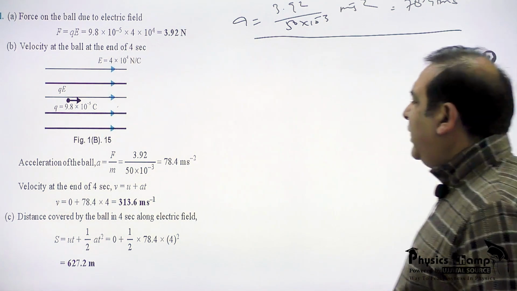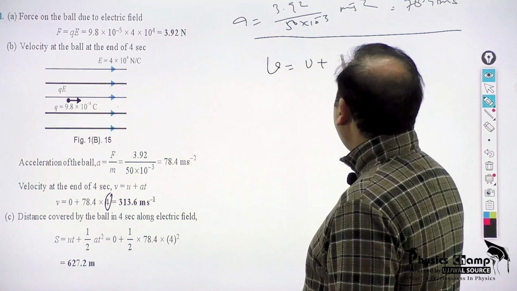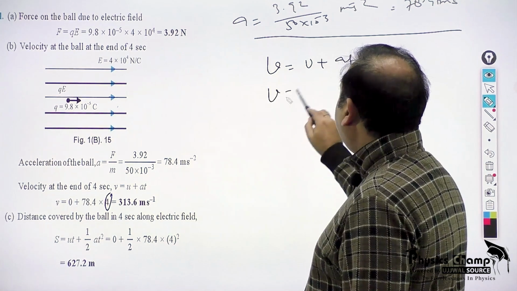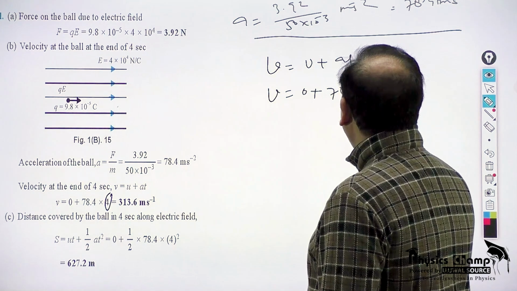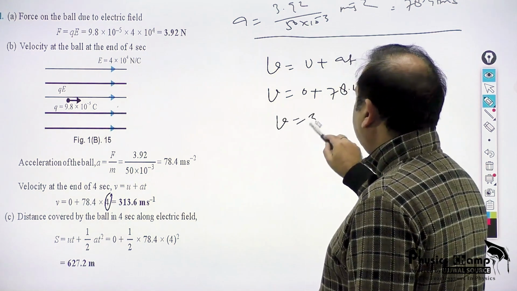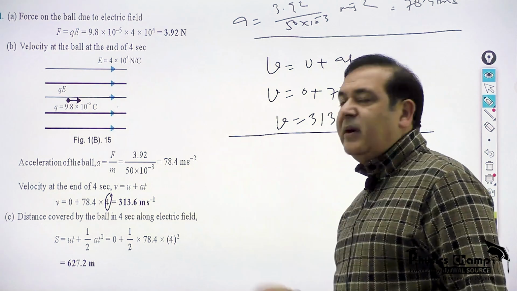Now velocity at the end of 4 seconds. So I can say v is equal to u plus at. It started from rest. Acceleration is 78.4 and time is 4. So we will have velocity 313.6 meter per second at the end of 4 seconds.